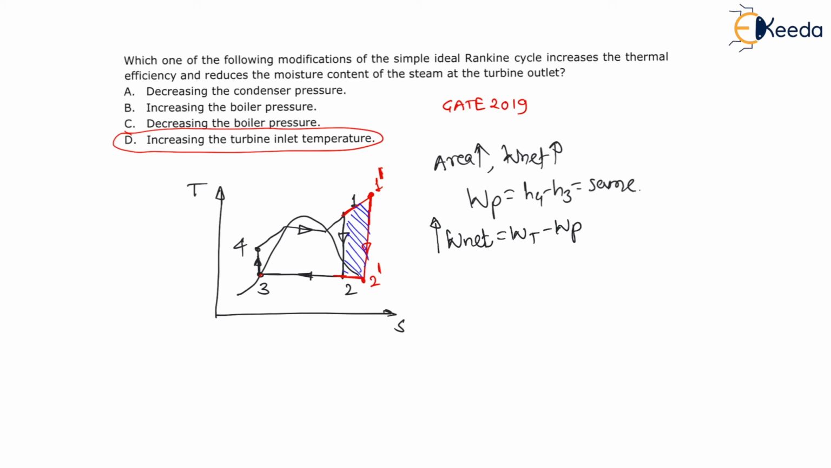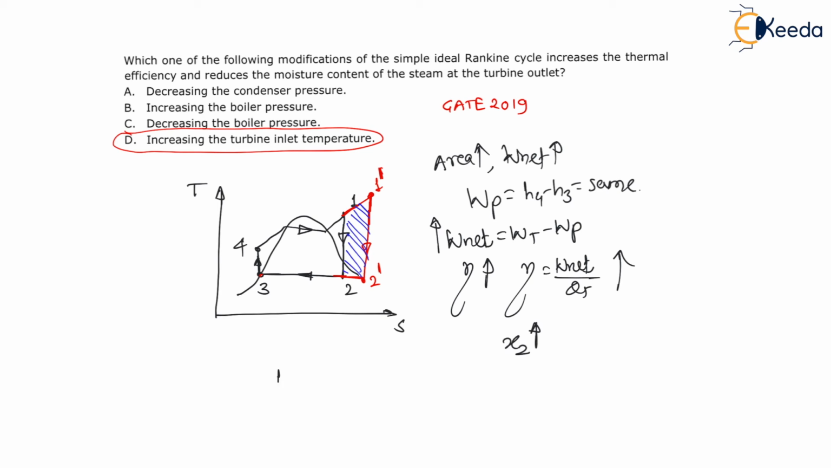Therefore, my dear students, efficiency of cycle is increasing. Efficiency is nothing but W net, net work output, divided by heat supply. Therefore, efficiency of cycle is definitely increasing here. And also, at turbine exit, the quality is also increasing. You can see, therefore, quality at turbine exit, X2, is increasing.